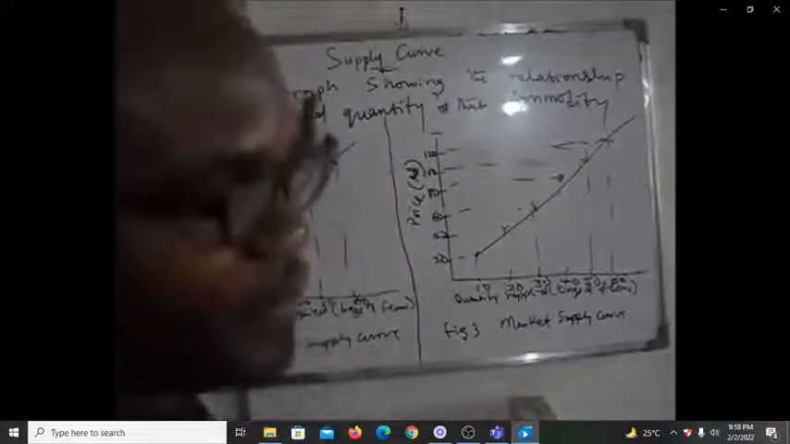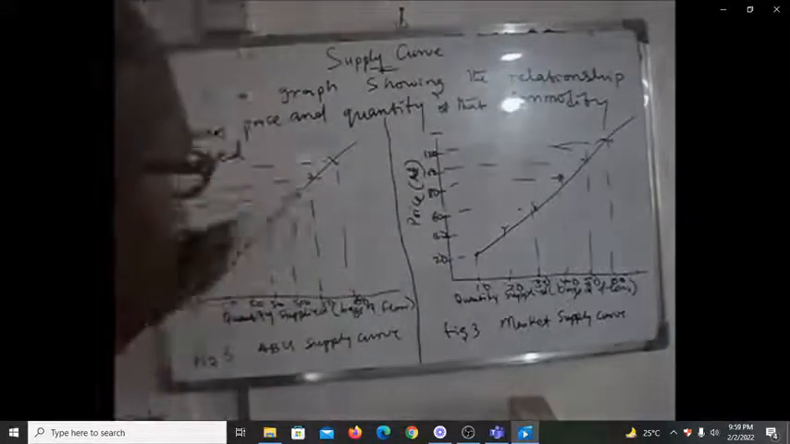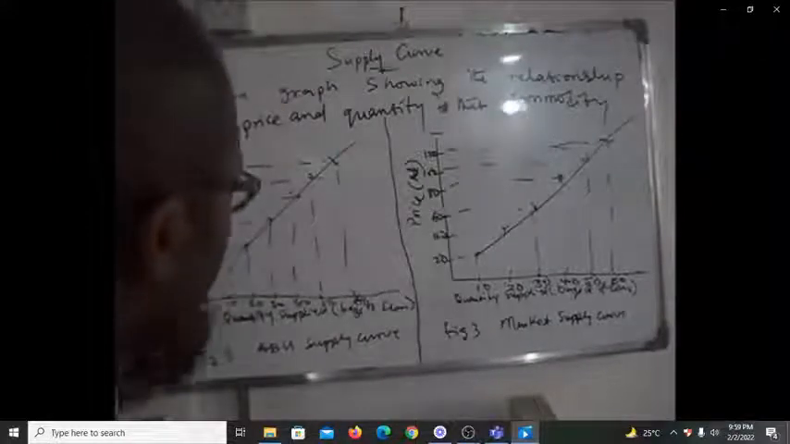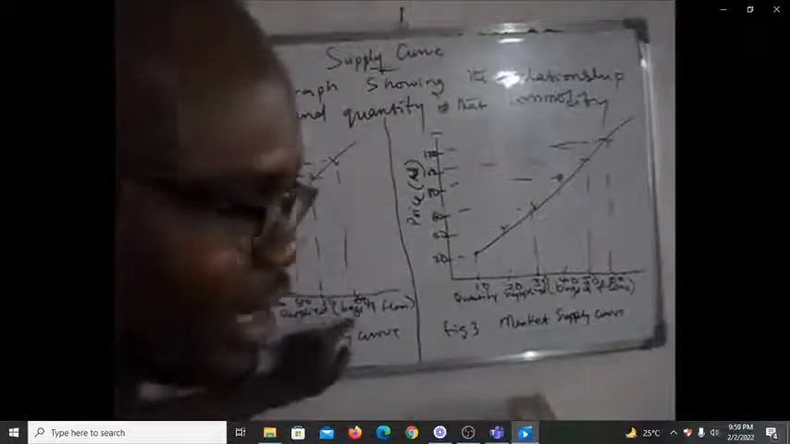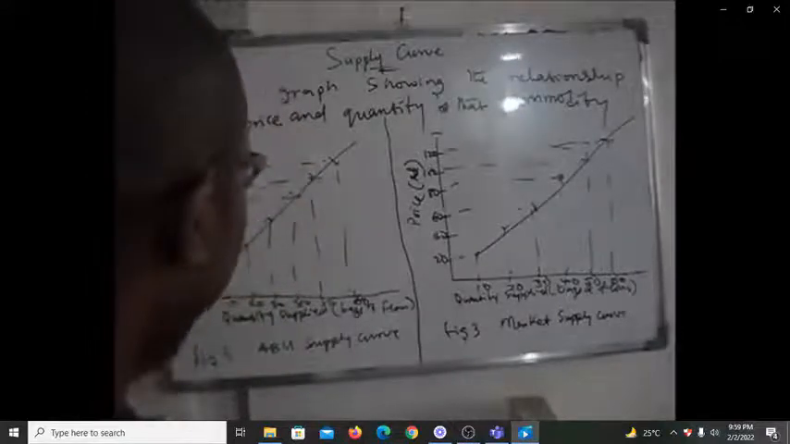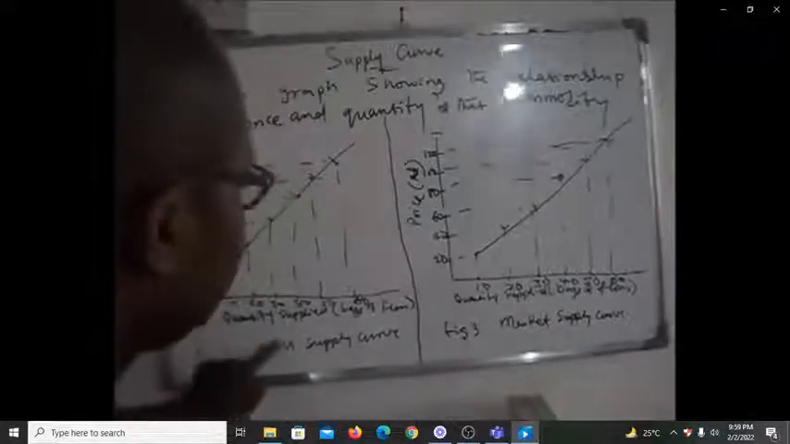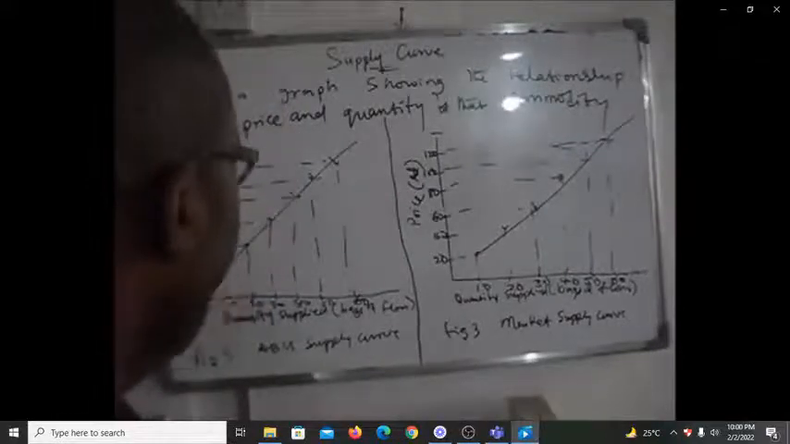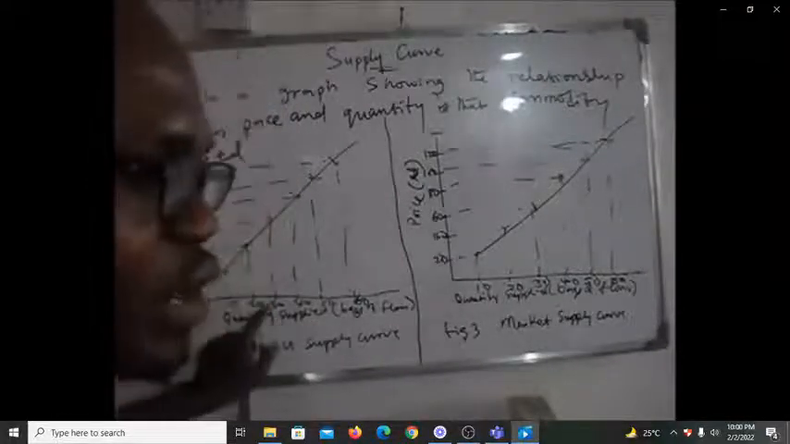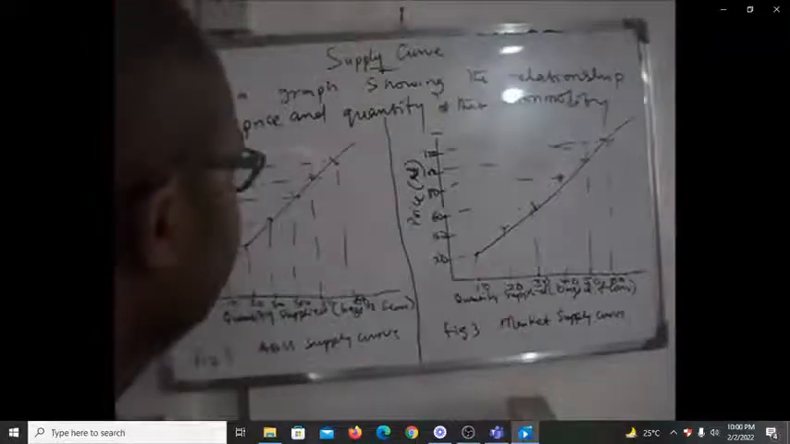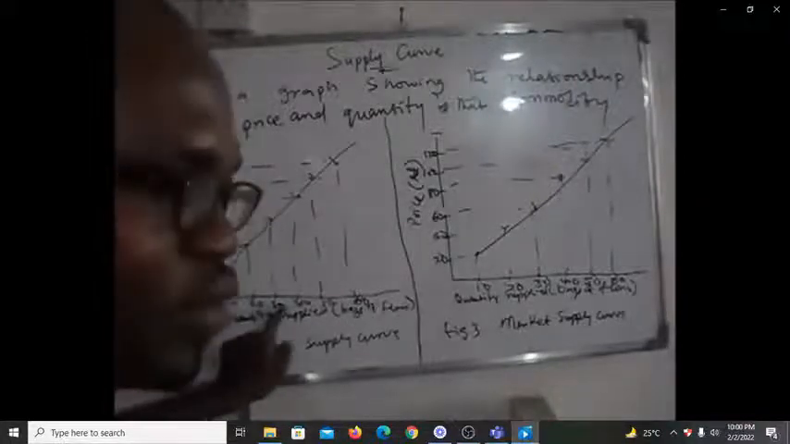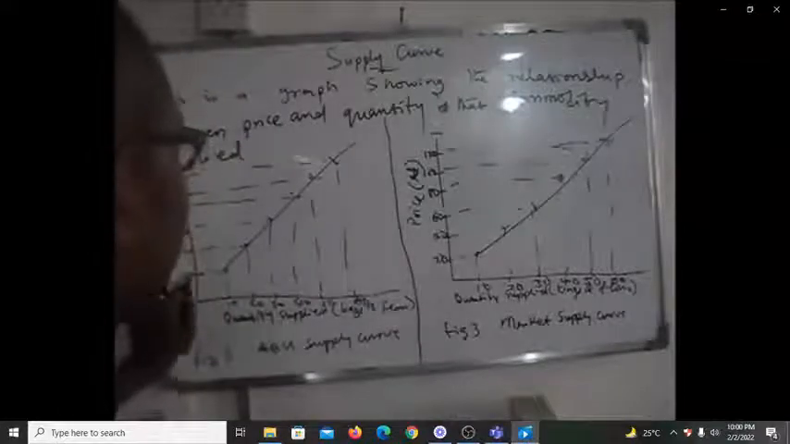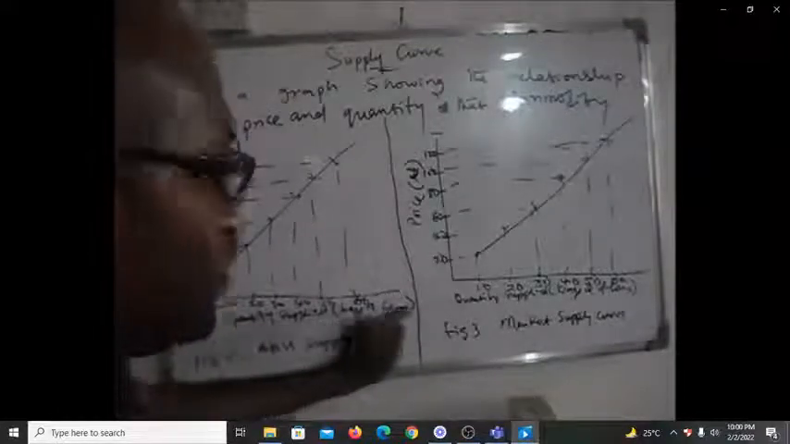A graph that shows, can you see this graph? This is a graph that shows the relationship between price and what? Quantity supplied. You understand? That shows us that at the price of 20, the quantity supplied is only 10. At the price of 40, the quantity supplied increased to what? 20. At the price of 60, the quantity supplied increased to what? 30. So it's simply showing us that as the price increases, the quantity supplied does what?